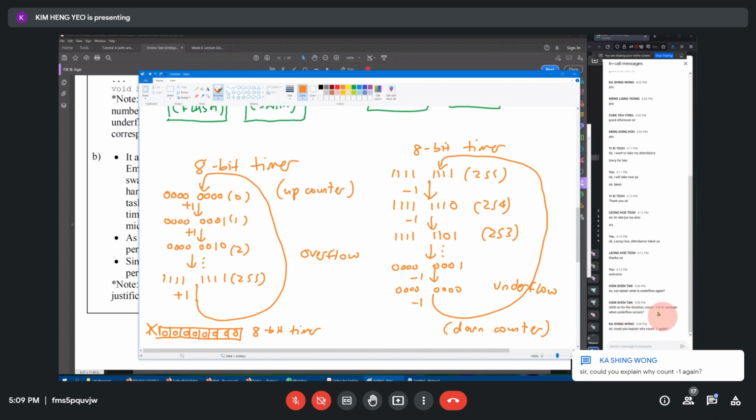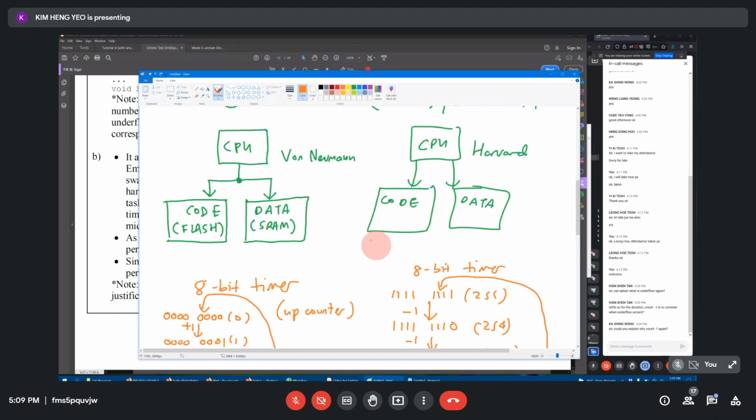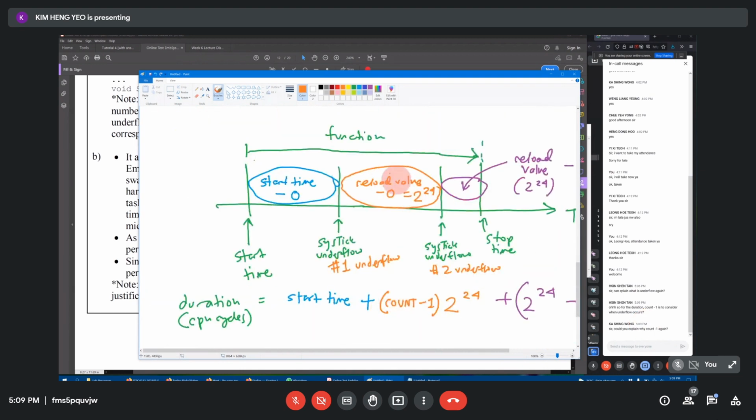So for the duration, count minus 1 is to consider when underflow occurs. You see, here I underflow 1 time, so the count will plus 1. At this point, count is equal to 0. At the first underflow, count is equal to 1. At the second underflow, count is equal to 2, right? But I can't take 2 times 2 power 24. That's wrong. I only need 1 times 2 power 24. That's why I take count minus 1.